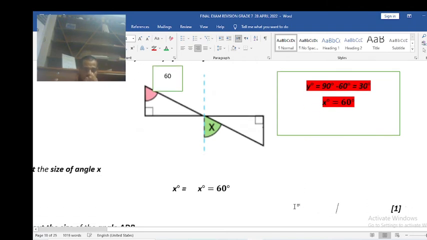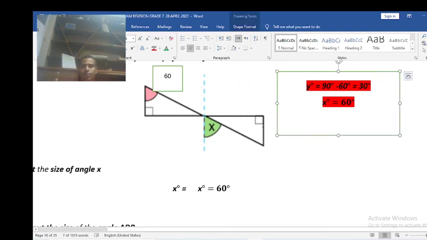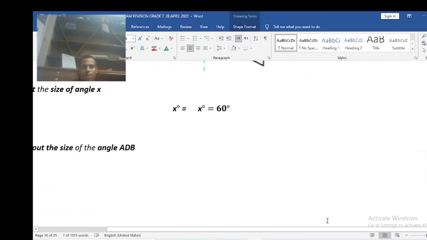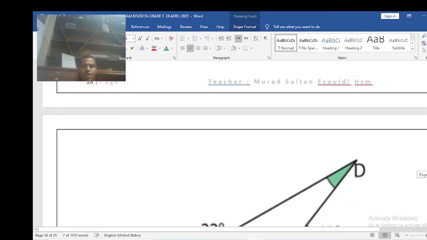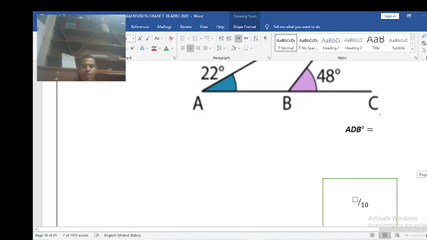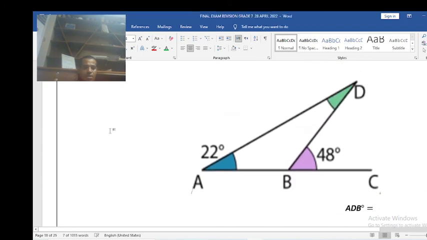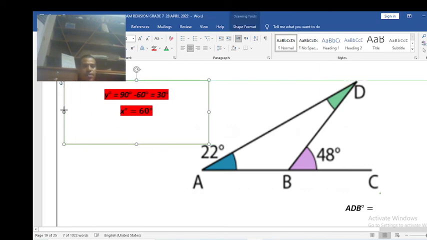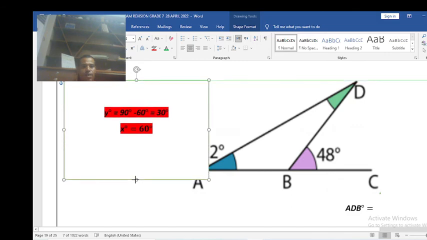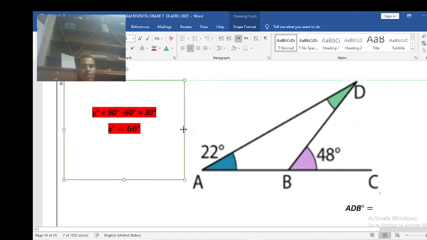Okay, the next now, I will use this one. Need this, copy. Now for the next question we have: work out the size of the angle BD. Okay, this is the angle BD. We'll try to answer this question on this. So we'll extend this rectangle, then like that.